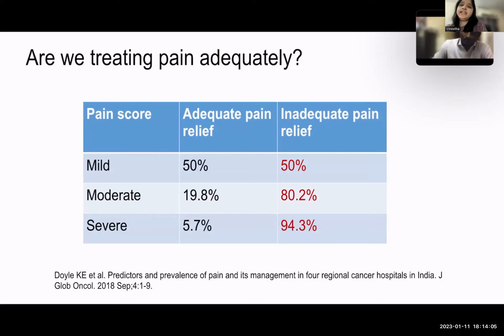In mild pain, we were able to provide adequate pain relief in 50% of patients. In moderate pain, we were able to provide adequate pain relief in less than 20% of patients. And in severe pain, 95% of patients did not get adequate pain relief.